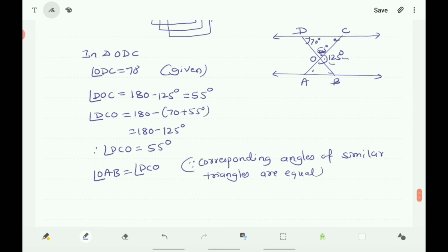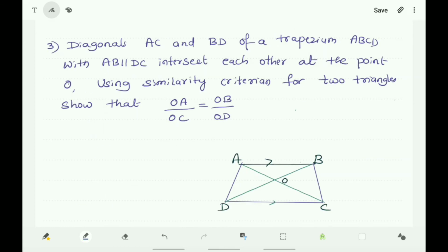So as angle DCO is equals to 55 degree, therefore angle OAB is also 55 degree. In this way you got the angles. Here DOC is 55 degree and angle DCO, that is also 55 degree.